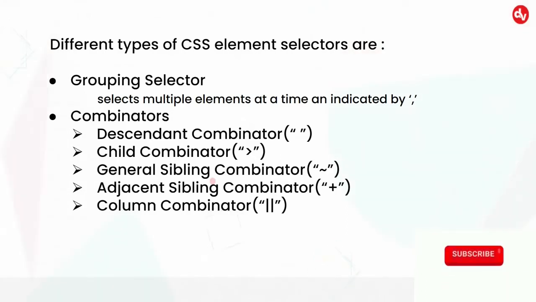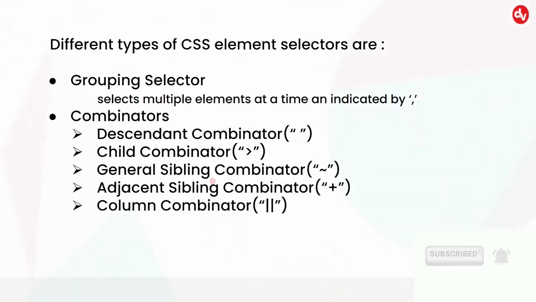Like, it need not be a direct parent or direct child. So it can be an ancestor. That means the first element can be an ancestor, and the second element can be the child of the first element, or like that. So it can be anywhere in the hierarchy. But when it comes to child combinator, the second element should be a direct child of the first element. So that's why it should be a direct parent for the selecting element.